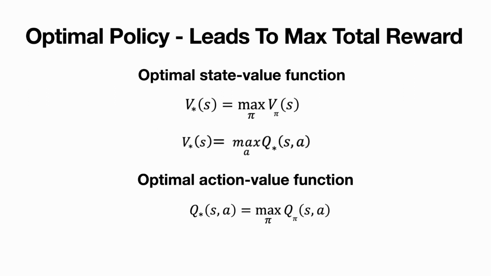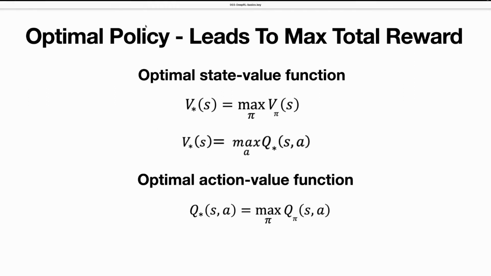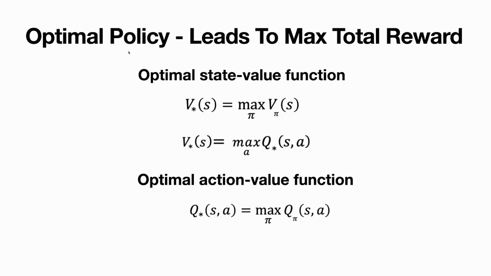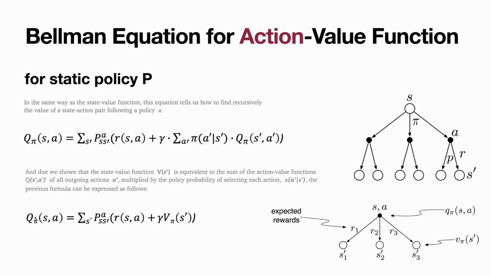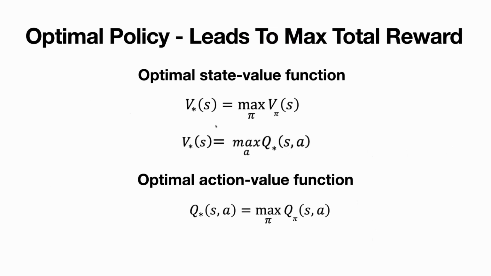But what we want to achieve is an optimal policy. An optimal policy is the one that leads to maximum total collected reward. Policy could be expressed as optimal state value function or optimal action value function. I will compute the value for each of the moves and choose the largest value. It will be the optimal value function or optimal action value.